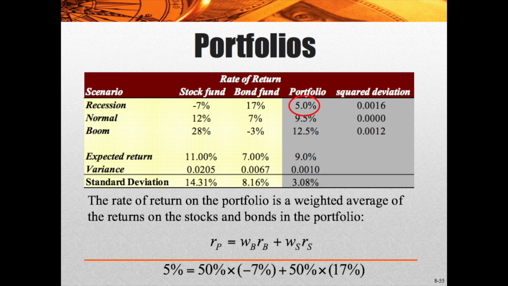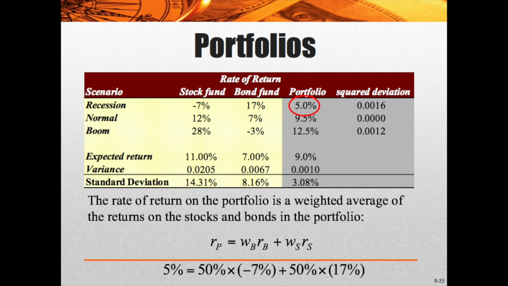We have one for each, but if you move them 50% in, that's going to change both the return and the volatility of your portfolio, of the combined bond stock portfolio. So how do we do that? The first one and the easiest one is the return on the portfolio. Here at the bottom shown is R sub P equals the weight of the bonds times the return of the bonds plus the weight of the stocks multiplied by the return of the stocks.